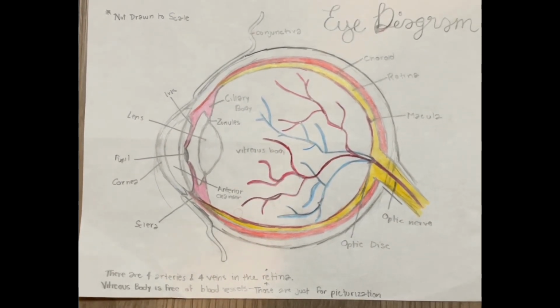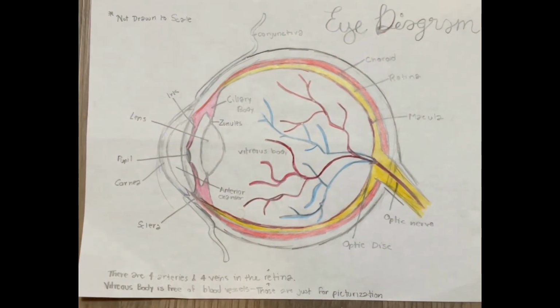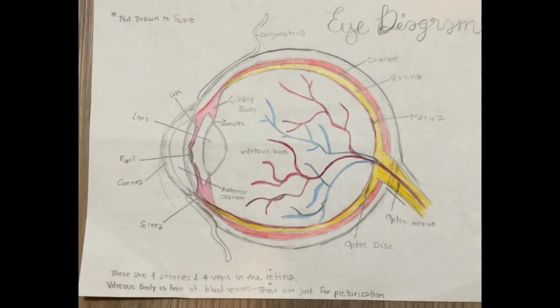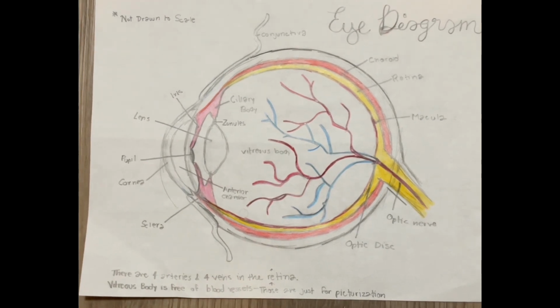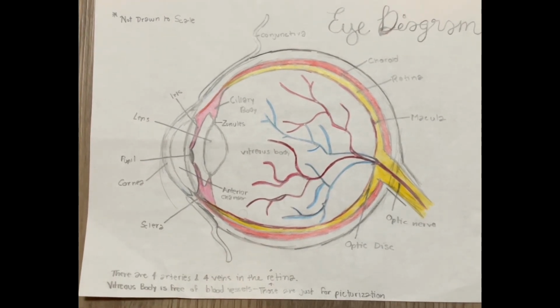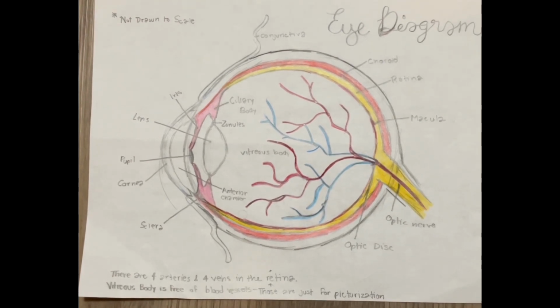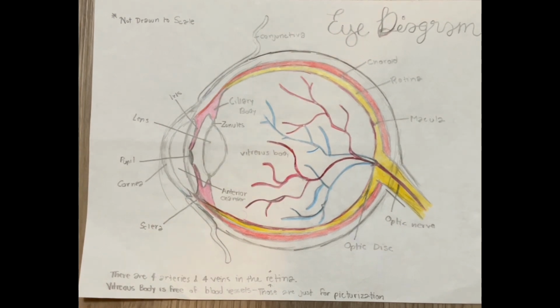The uvea also consists of the ciliary body and the ciliary body secretes aqueous humor, which circulates from the posterior chamber, PC, through the pupil to the anterior chamber, AC. And it drains through the canal of Schlemm into the scleral veins. The third part of the uvea is the choroid.